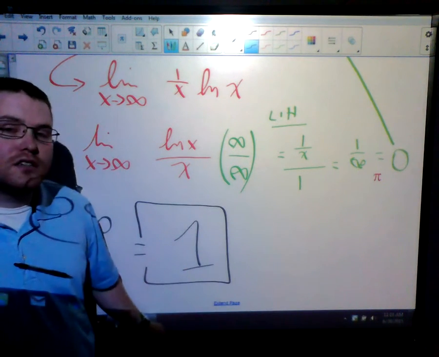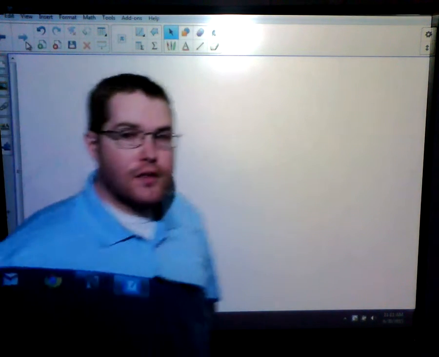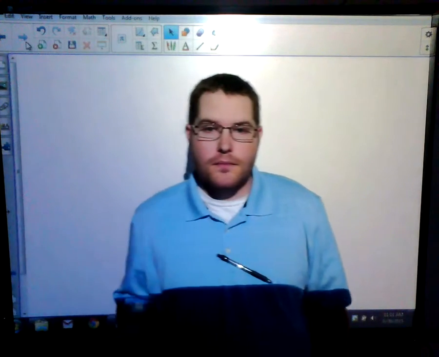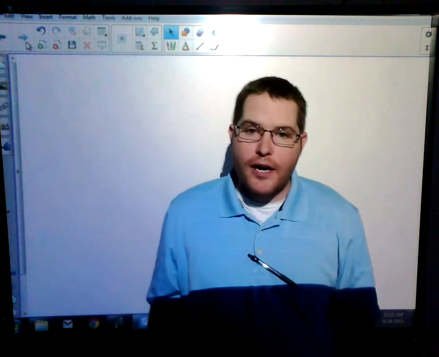There's lots of answers that are zeros and ones in this type of problem. Okay? So that's L'Hopital's rule, basically. Remember, it has to be an indeterminate form, has to be a fraction. So if it's not a fraction, rewrite it as a fraction.